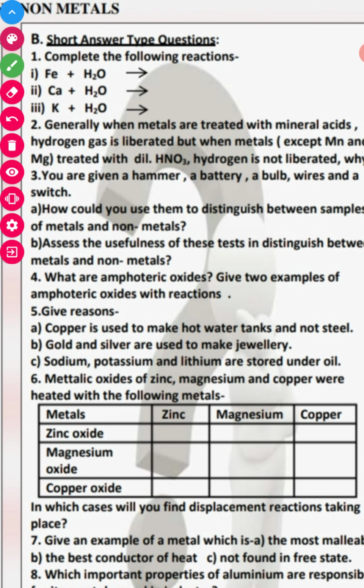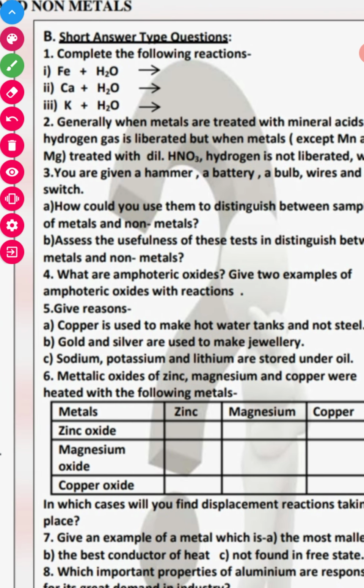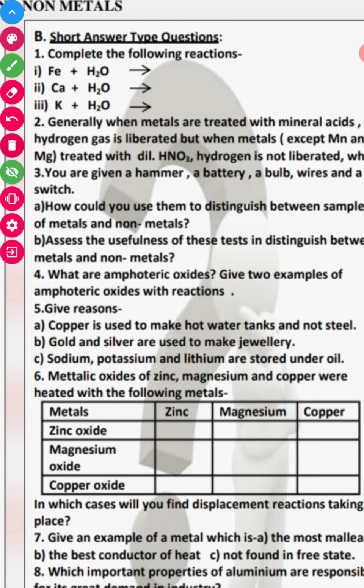Next question: what are amphoteric oxides, and give two examples of amphoteric oxides. Students, this is also from your worksheet. Amphoteric oxides are those oxides which react both with an acid as well as a base, right? The examples are ZnO and Al2O3.